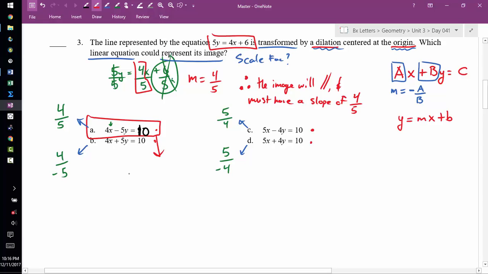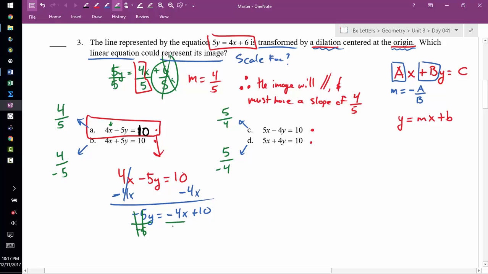I'll just solve this one for you, but you could solve each of them for y and just verify what their slopes are. So I would subtract 4x: minus 5y equals minus 4x plus 10. Divide both sides by minus 5. You'll get y equals, the minuses cancel, and you're left with 4/5 x minus 2. And that's how you can see that one has a slope of 4/5, our answer.